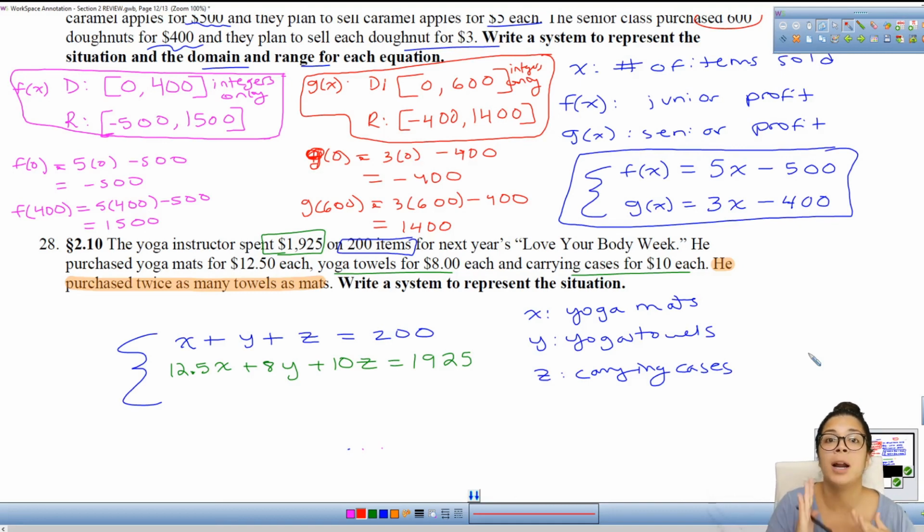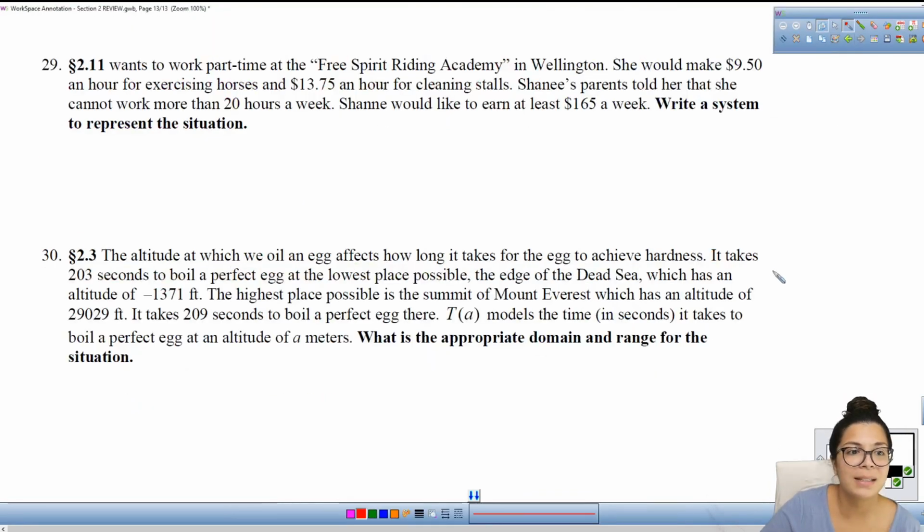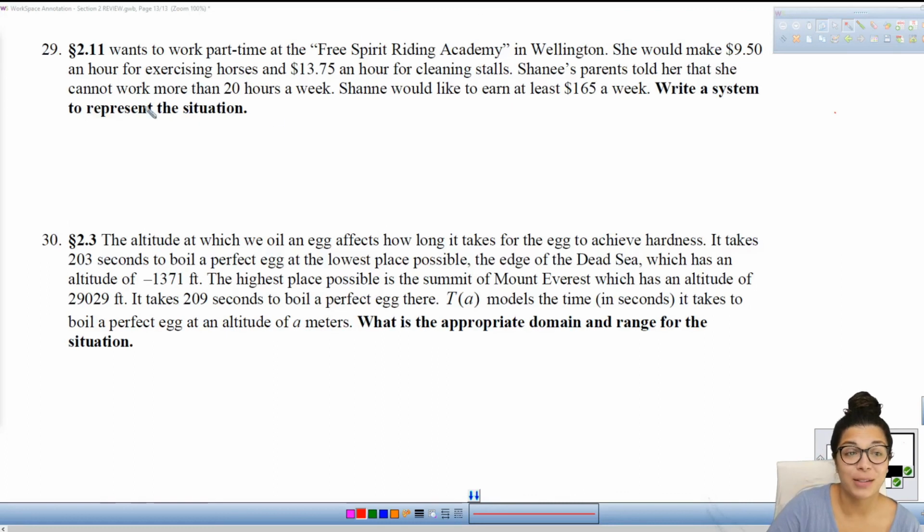He purchased more towels. So the amount of towels, Y, equals twice, 2 times the amount of mats, which is X. So the equation there would be Y equals 2X because he purchased the amount of towels equals 2 times the amount of mats. All right, let's move on to the last couple problems. Okay, so 429.